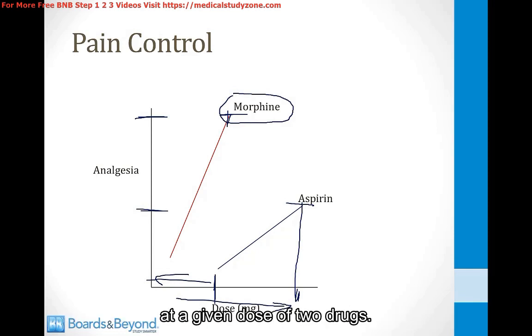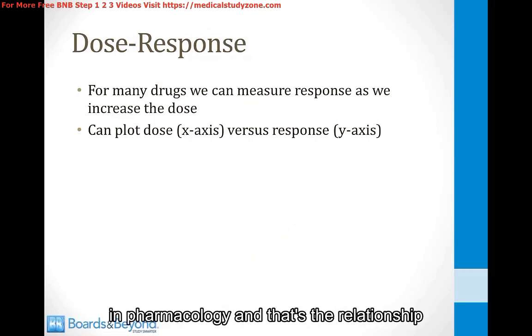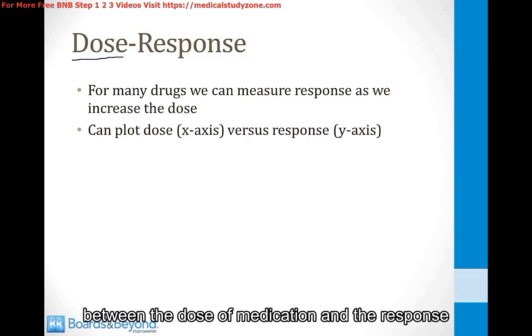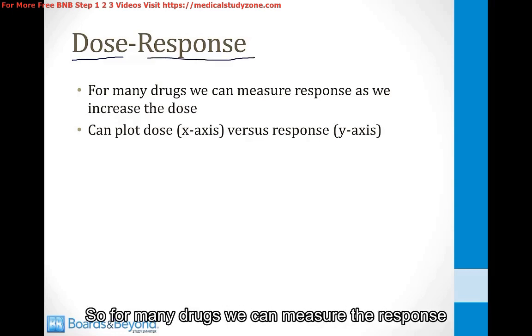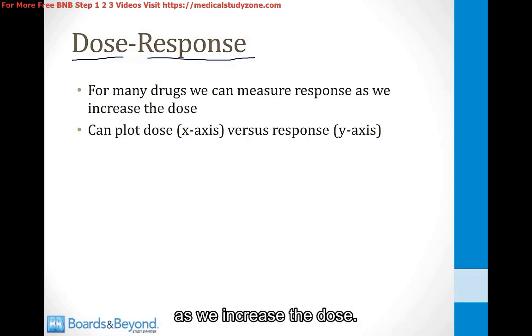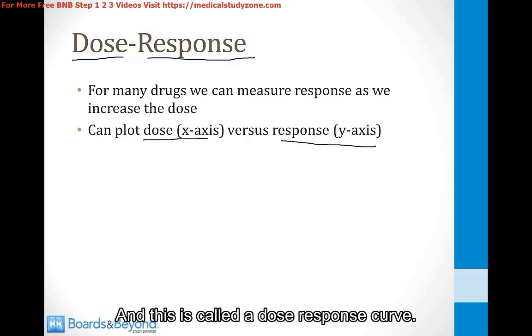Now we're going to talk about a very important concept in pharmacology, and that's the relationship between the dose of medication and the response you see clinically in the patient. So for many drugs, we can measure the response as we increase the dose. And this means that we can plot the dose on the x-axis versus the response on the y-axis, and this is called a dose-response curve.